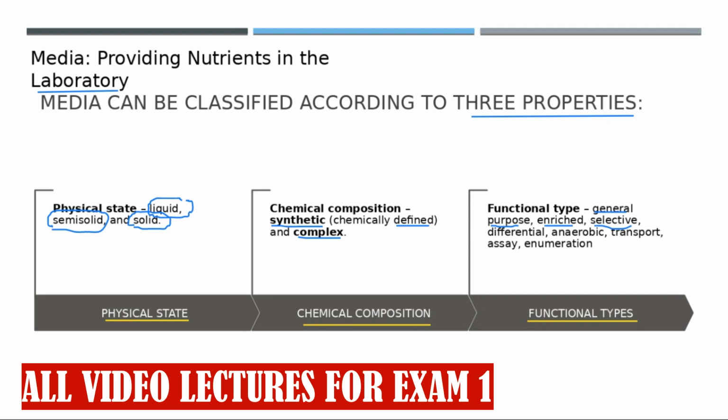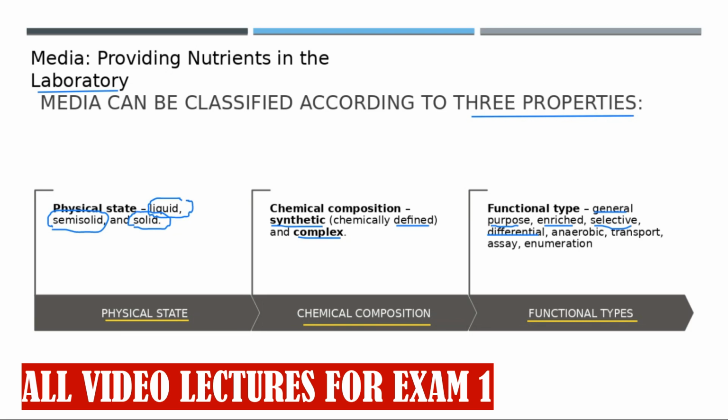The next function, for example, is for selection of bacteria. Okay, this media is called the selective media. And the next one is the differential media. So this media is used for distinguishing the types of bacteria that grow on that media. So the bacteria will give different colors on the differential media.